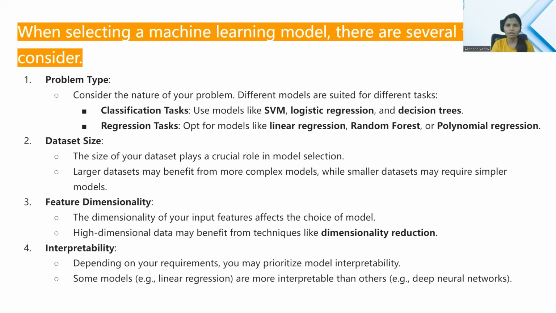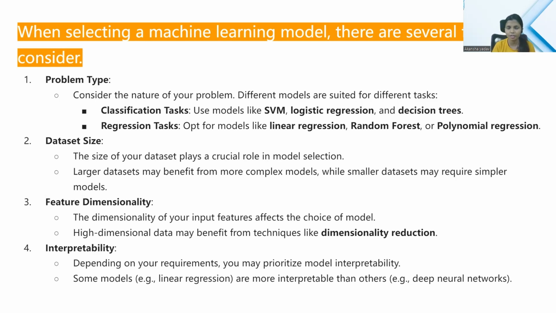For considering it, first you have to check the problem type. What is the nature of your problem that you are trying to solve? There are different models which are suited for different tasks. If I talk about classification tasks, a basic example would be a project where I have to classify images, whether it is of a dog or a cat. For this purpose, I can use models like SVM, logistic regression, and decision tree. If I take an example of a regression task, I can opt for models like linear regression, random forest, or polynomial regression. So there are multiple models under the regression task as well.